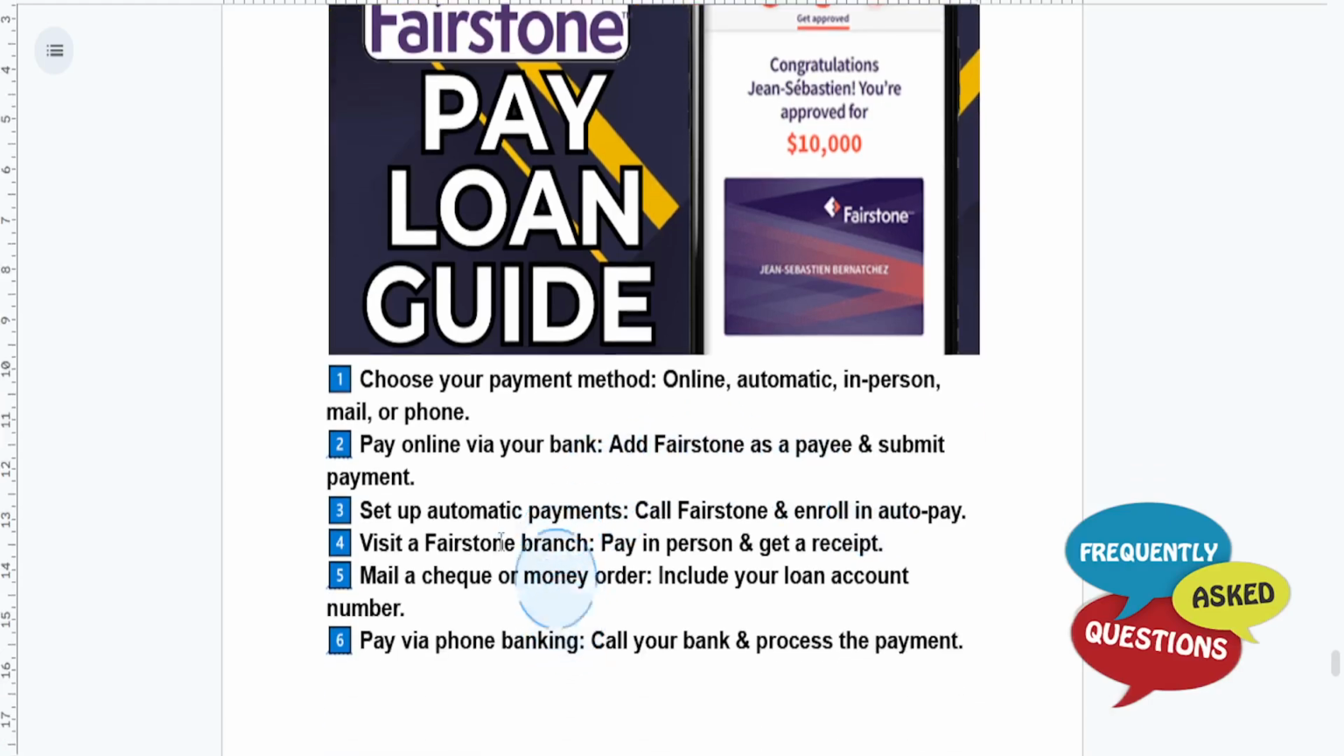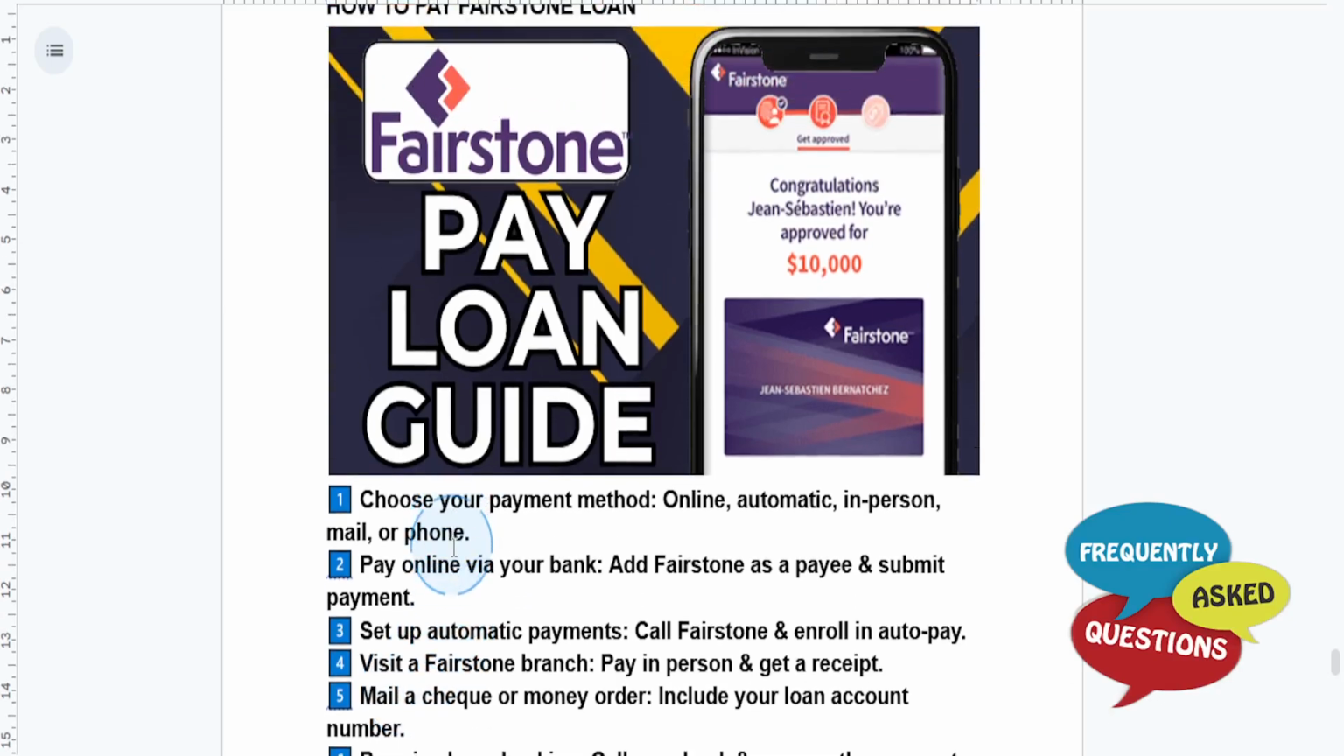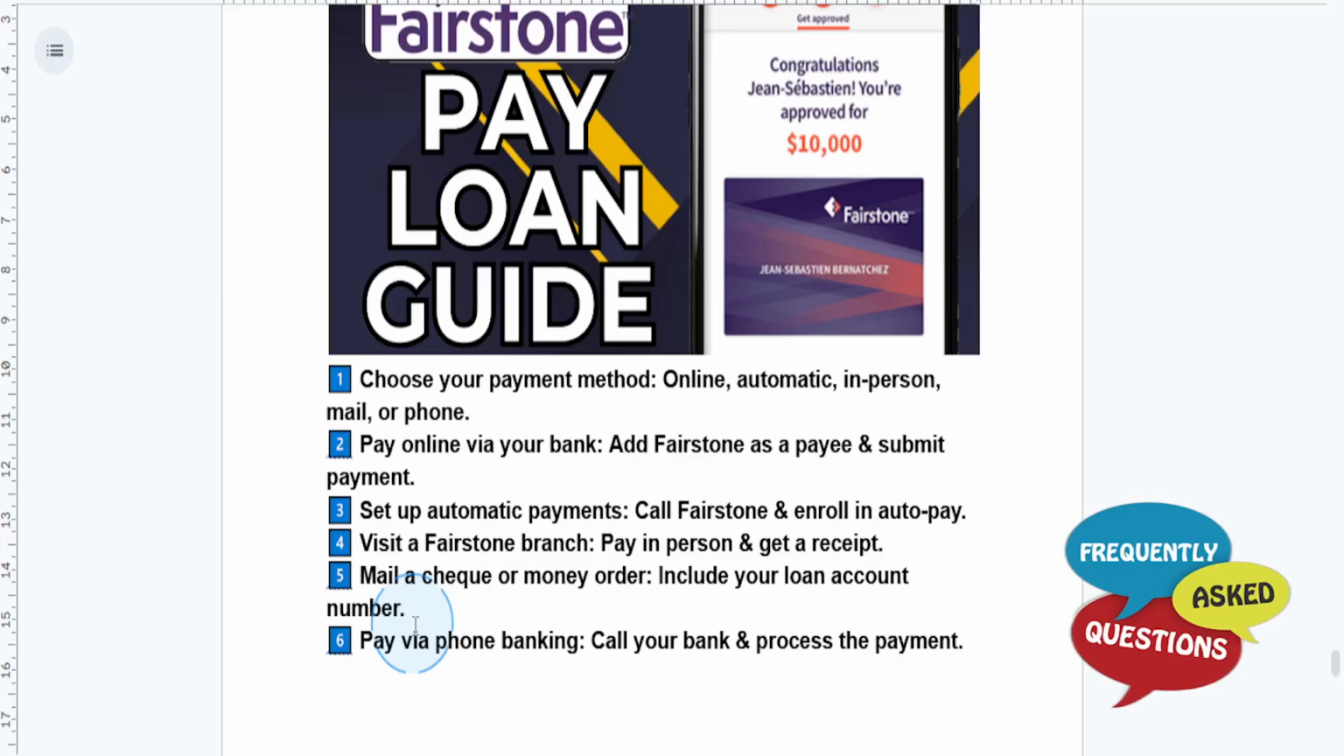And what you can also do is go ahead and pay in person at a Fairstone branch, right? You can do that as well. Find the nearest branch using the Fairstone website. Bring your loan account details and payment method, cash, debit, or check, and make your payment and get a receipt for reconfirmation.